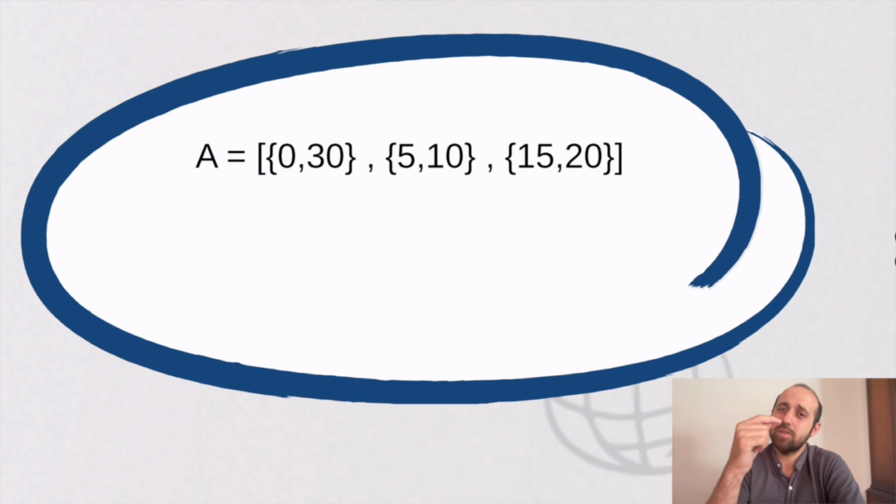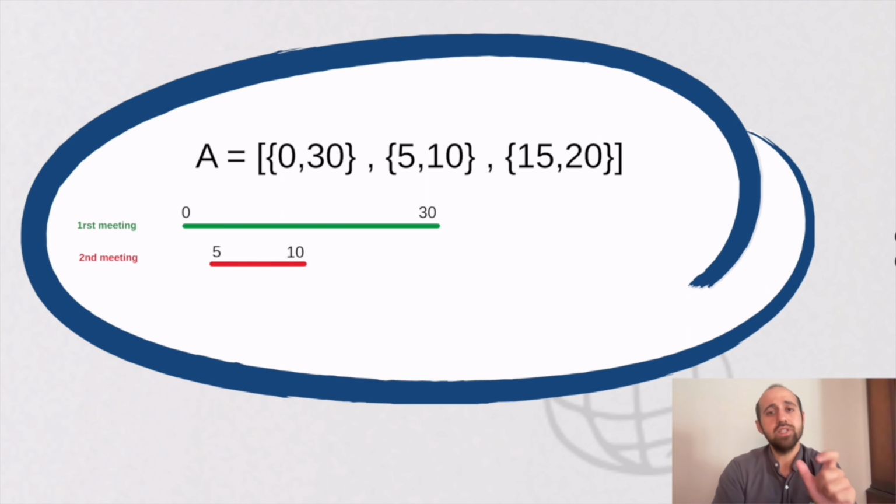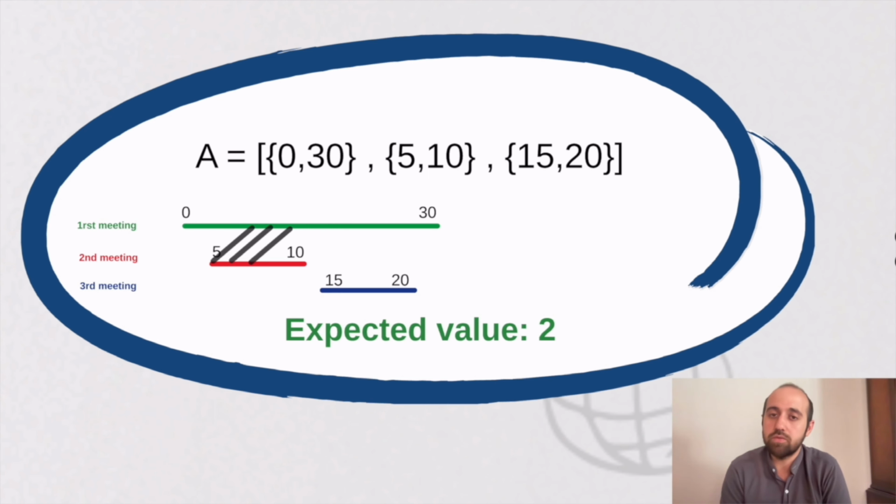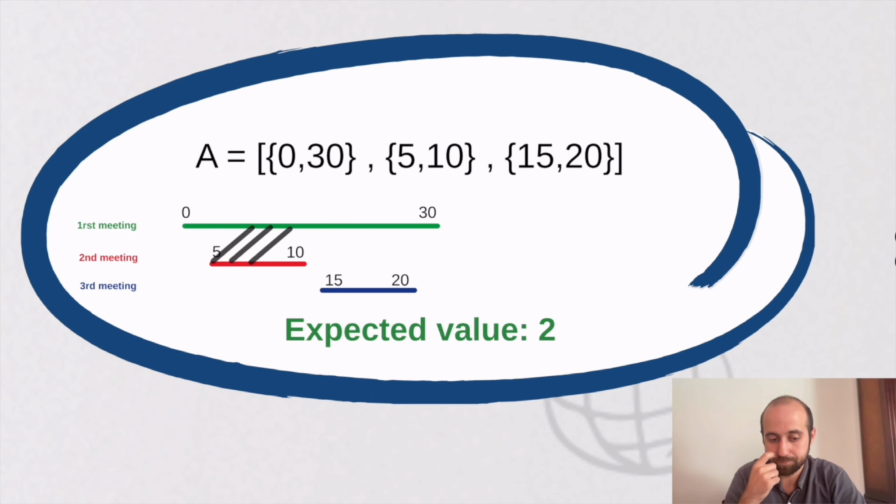It is between the first meeting and the second meeting, because the first meeting starts at 0 and ends at 30. However, the second one starts at 5. So the first conference room is already occupied by the first meeting. So automatically, when we look at that question, we understand that the expected output will be 2. So we will need 2 conference rooms. And this is how we got the value 2 in the previous example.